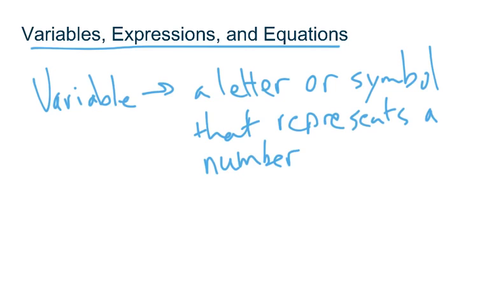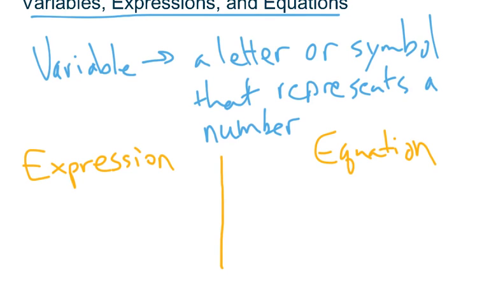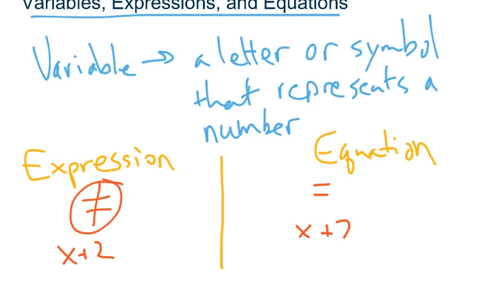And what we're going to start to see is there's a fine line in the sand between an expression and an equation. So here's our line in the sand, and here's an expression, and on the other side we have an equation. And there's a difference here. With an expression, there is no equal sign. You have something like x plus 2. But with an equation, you do have an equal sign. And so we have x plus 2 equals 4.